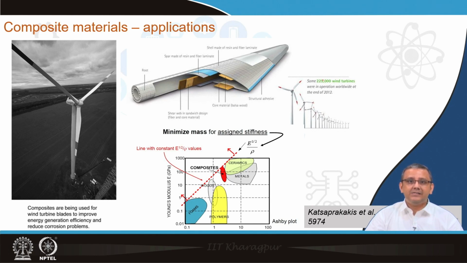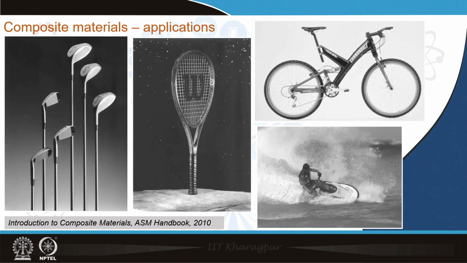For this particular application the critical property is E to the power 1/2 over rho, and as we already discussed, for this specific property composites again outperform the bulk materials, and that explains why composite materials like polymer matrix composites, or even natural materials like bamboo or wood, are actually ideal materials for this kind of wind turbine application.